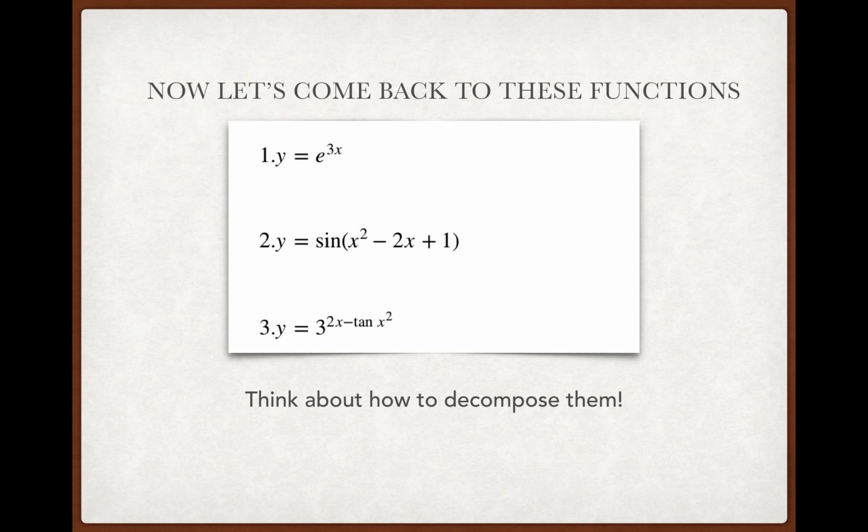Now let's come back to these functions. These functions are composites, functions like f of g of x, and you need to find what is f of x, what is g of x, such that f of g of x equals the function you are given. So think about how to decompose these functions. For the first one, you can write f of x equals e raised to the power of x, g of x equals 3x. So f of g of x is e raised to the power of 3x.